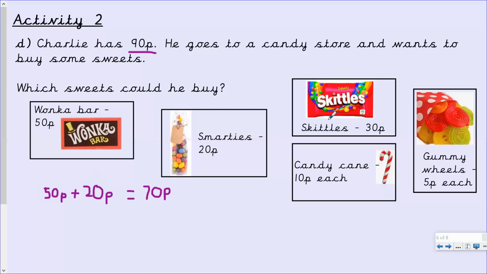Could he buy a pack of Skittles? Well, he spent 70p already. 70 plus 30 equals 100 pence. So he could not buy a pack of Skittles on top of what he's buying now. Could he buy a candy cane? He could, because 70p plus 10p equals 80p.